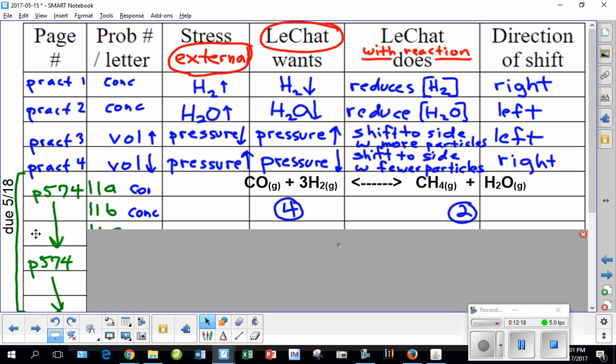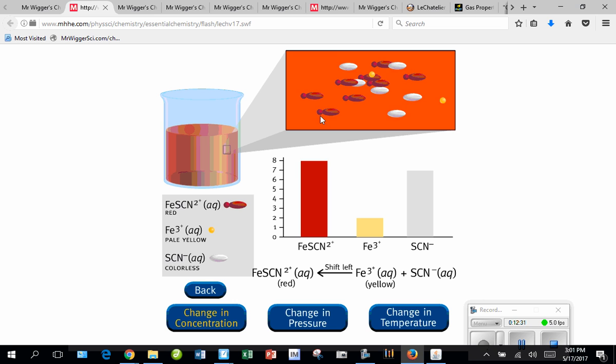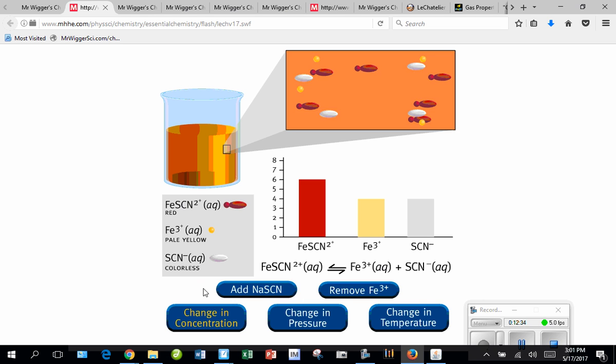What do you think, folks? Is this a little more understandable? Does this help? Yeah? Okay. I hope this is helping you at home. I'm going to go back to the animations now, and let's look at them with new eyes. Okay? Here we go. I'm going back. I'm going to add more of this stuff.